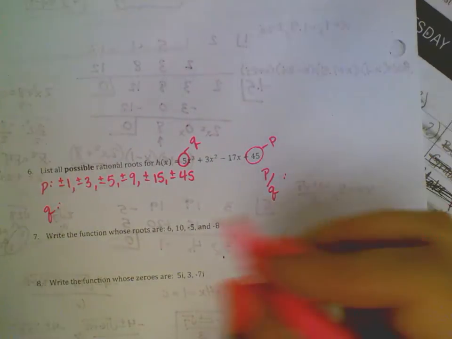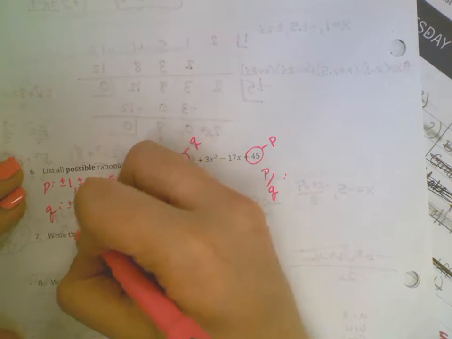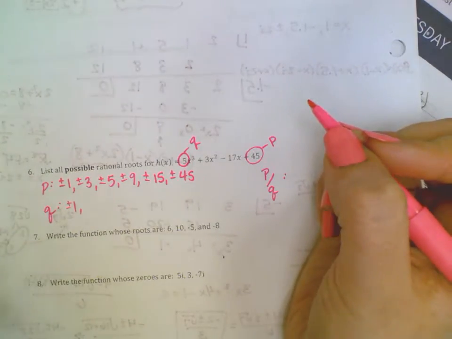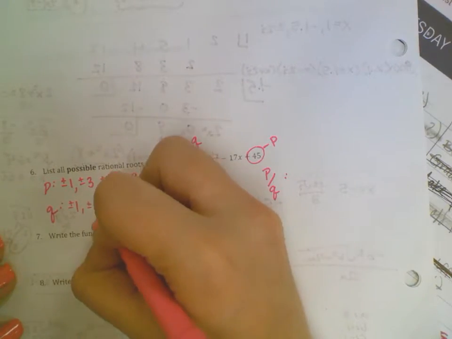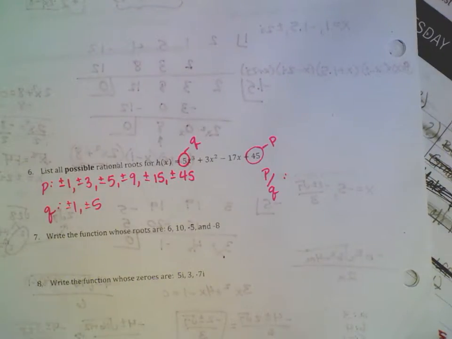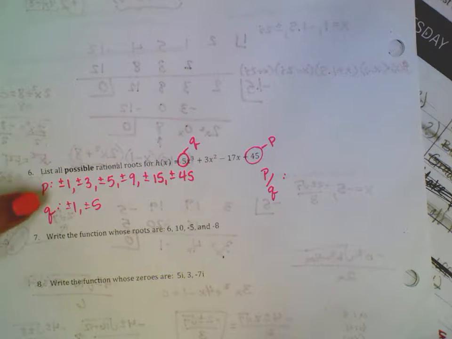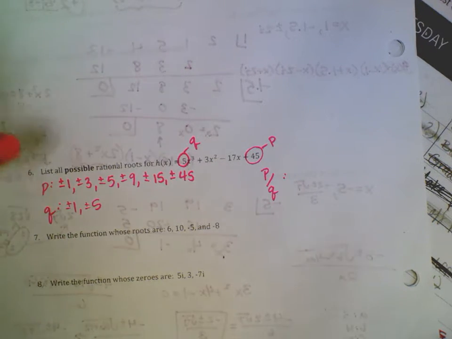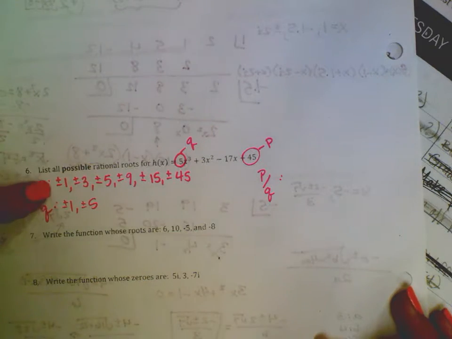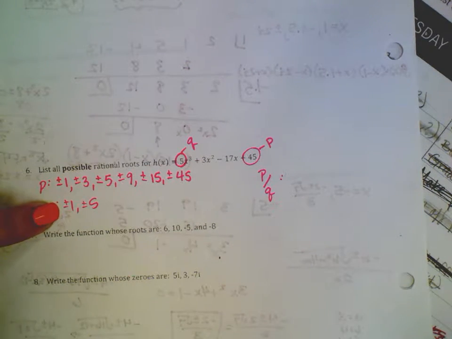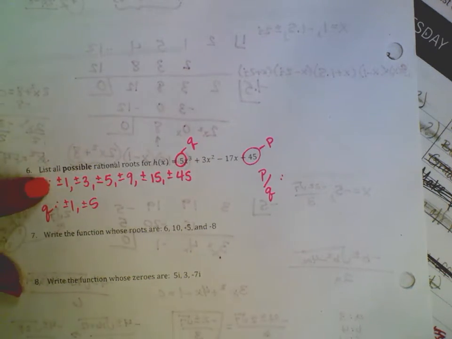So the factors of 5 are plus or minus 1. It's not divisible by 2, 3, 4, so plus or minus 5 is all that's left. So all we're going to do now is p over q. I'll just do everything over 1. Everything over 1 is just itself, so I'm going to rewrite all of this.